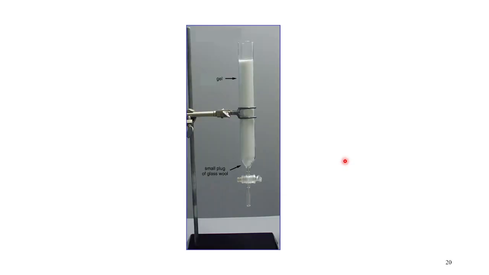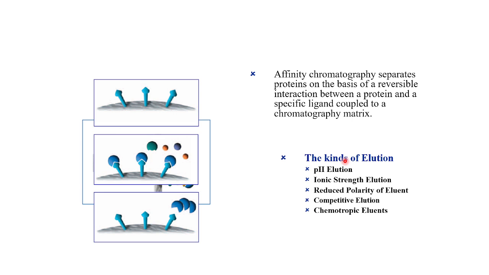Somewhat it looks like this. We have better ways as well. So affinity chromatography separates proteins on the basis of reversible interaction between a protein and a specific ligand that is coupled to the chromatographic matrix. The kinds of elution can be pH elution, ionic strength elution, competitive elution, chaotropic elution, or reduced polarity. So you can elute it in many ways.